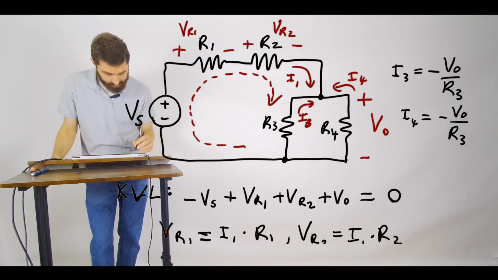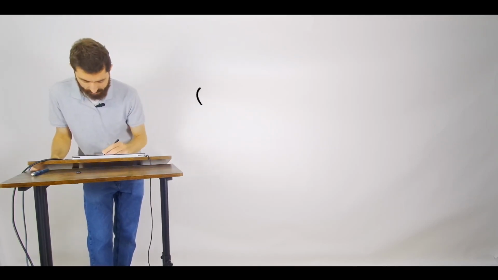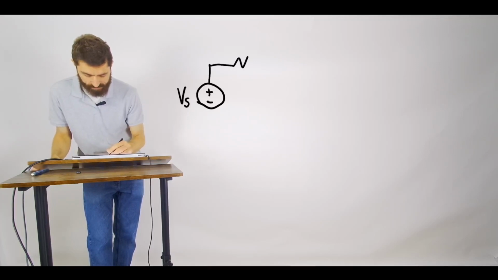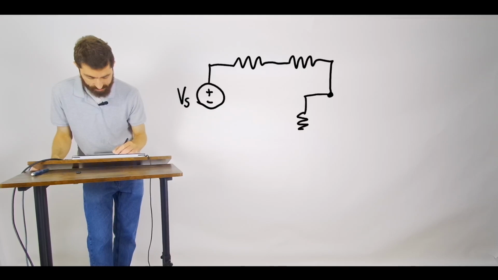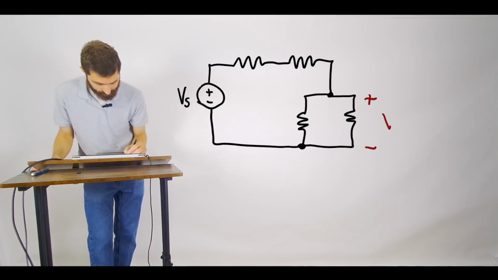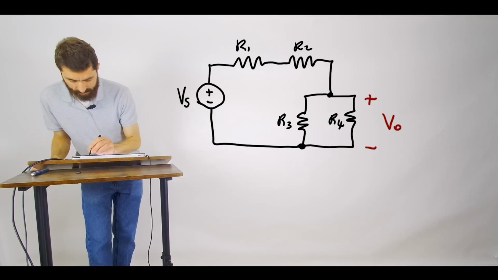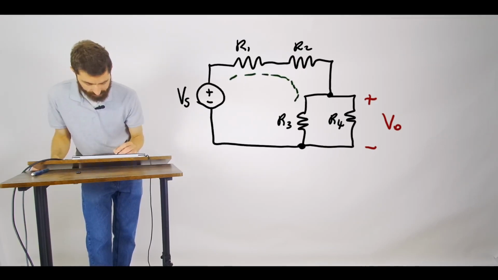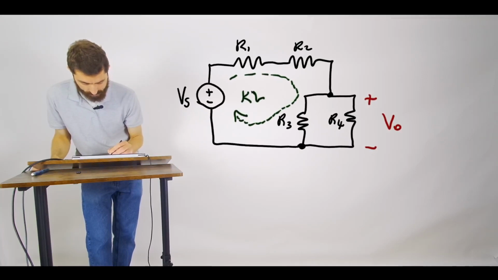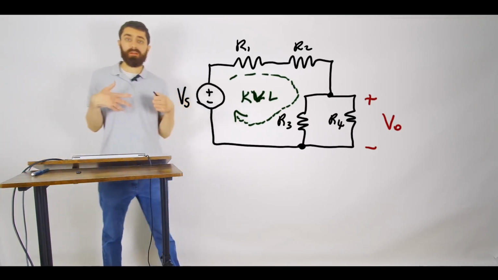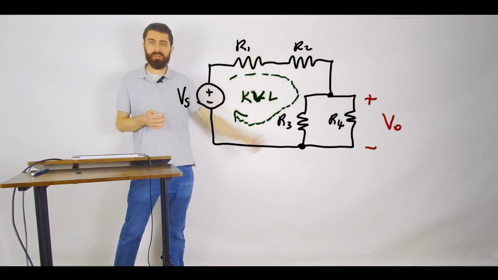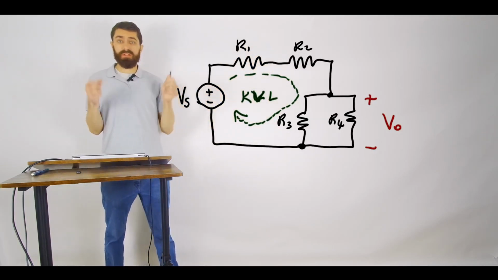So let's create a new page here, and sketch our circuit out. We have Vs, we have our two resistors, and then our two resistors in parallel. And then we have V0 here. This is R1, R2, R3, R4. And we want to do a KVL loop around here. And remember, KVL states that the sum of the voltages in a loop, or the voltage drops in a loop, is equal to 0.